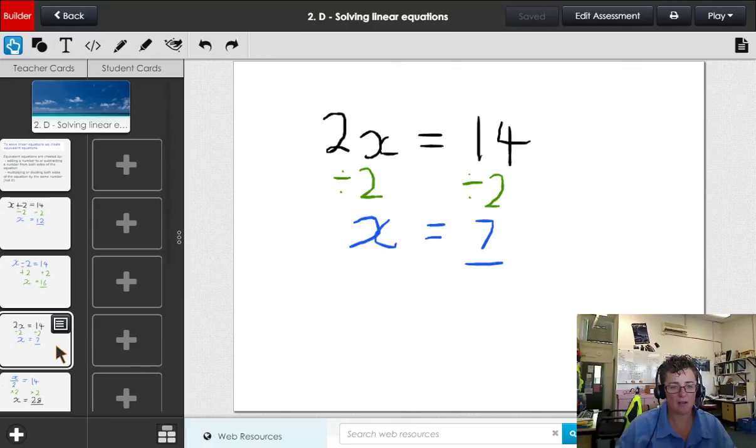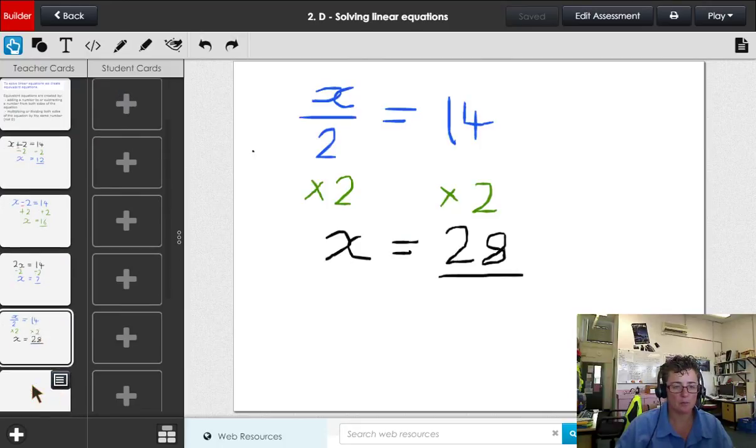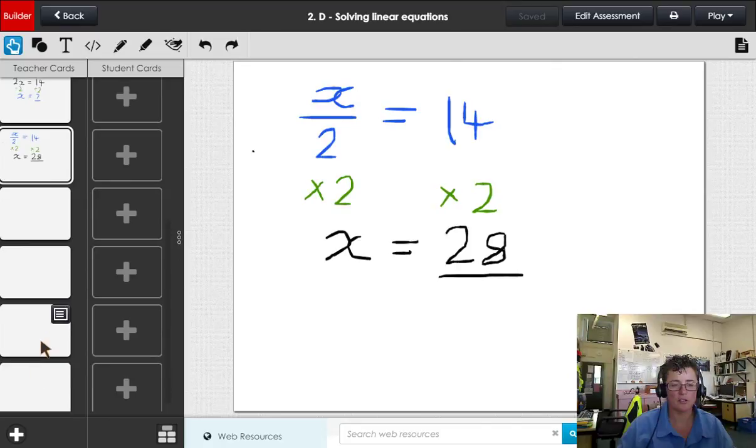This one, when we have multiplication, so 2 times x equals 14, we divide both sides by 2, which gives us 7. And finally, we looked at the process where if we're dividing by 2, what we do to one side to balance it up, we do to the other side. So we multiplied both sides by 2, so x was 28.